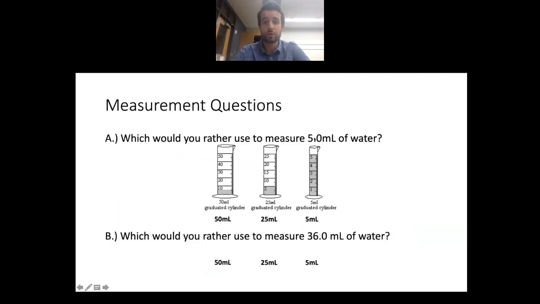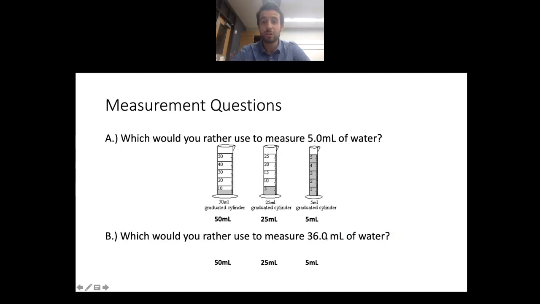Which would you rather use to measure 5 milliliters of water? Pick between the 50, the 25, or the 5, and then think, which would you rather use to measure 36 milliliters of water? Okay, for 5 milliliters of water, you definitely want to pick the 5 milliliter graduated cylinder, just because you can kind of see more clearly where the water line is.